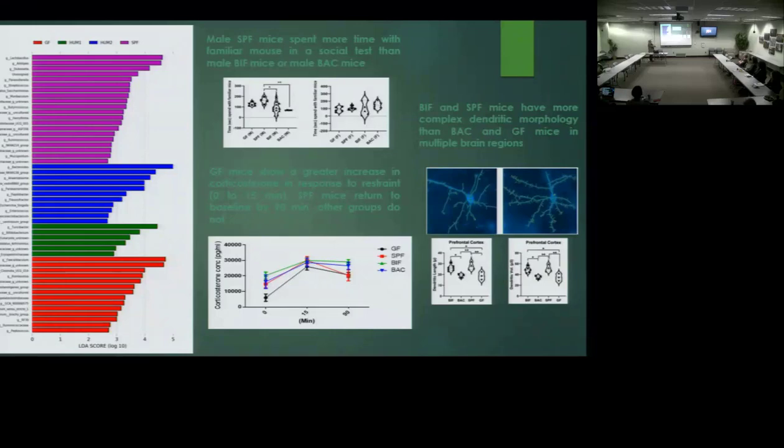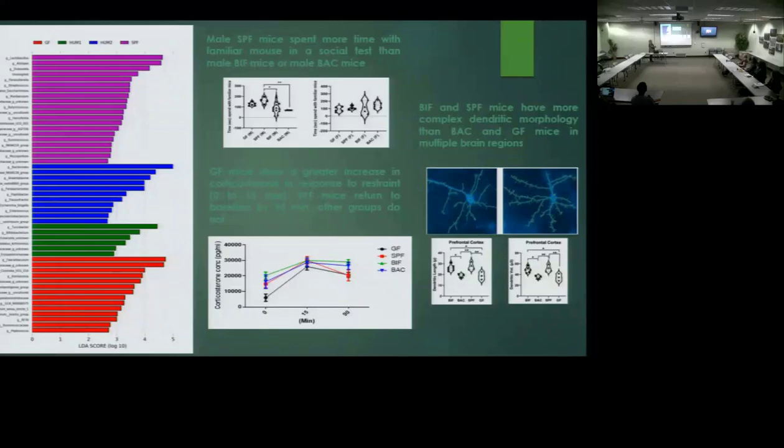This is the corticosterone response to a restraint stress. So this kind of mirrors our heel prick and cortisol response in the kids. And what we see is that the germ-free mice show a bigger increase in corticosterone. They also have lower basal levels, which is something that's been reported in these mice before.